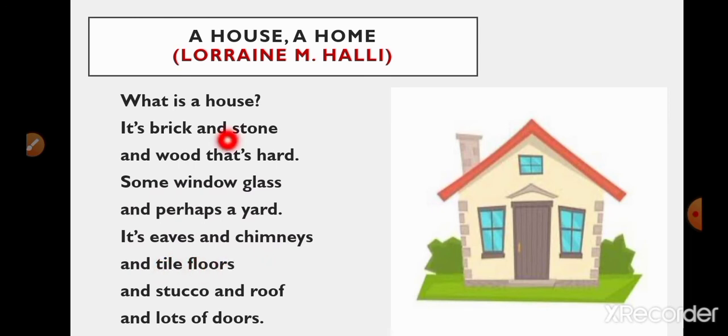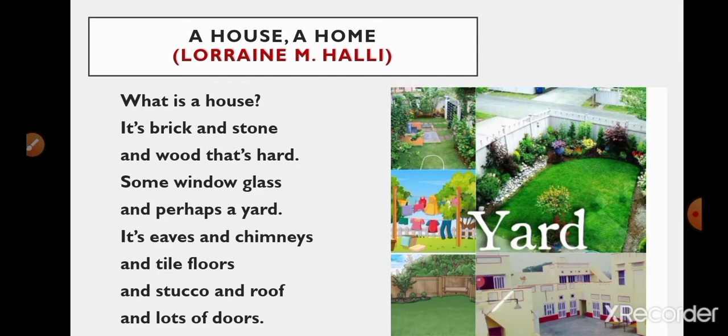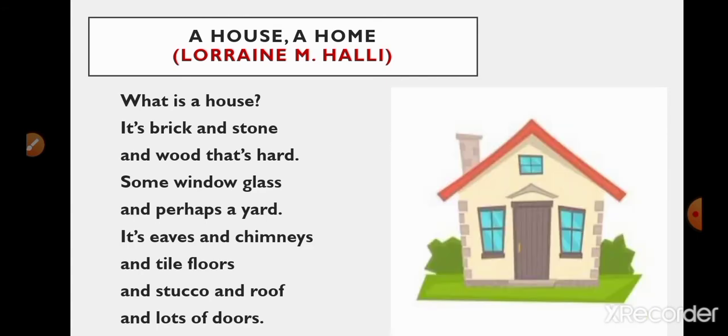So the first line in the first stanza is a question. The poet has asked what a house is. And in the remaining lines, she has herself answered the question. And she says that a house is a structure made of brick and stone and hardwood. And it's made of some window glass and perhaps a yard. Now what is a yard? So yard is a small enclosed ground that does not have a roof. So this is a yard.